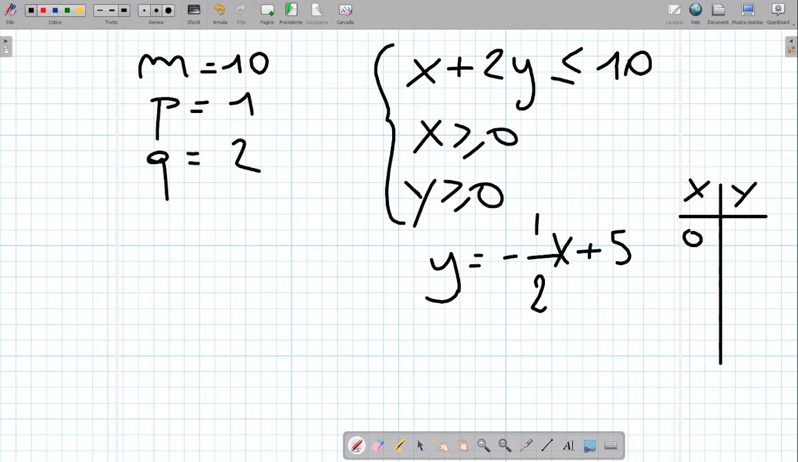So now I can choose x equal to 0 and obtain 5. I can just use 0 for the y and obtain 10. And I can choose 2 and obtain 5 minus 1, so 4. I can also take negative points, maybe -2, and it turns out 6, the y.